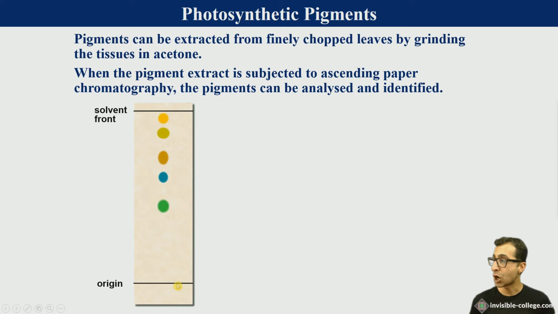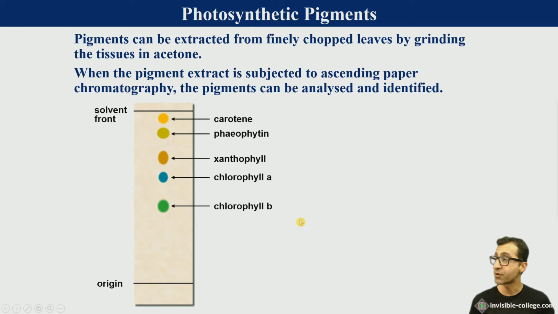So we can see here the origin line where the original pigment mixture dot was placed, and the solvent front has moved up this chromatography paper and has separated the components of that pigment mixture, and we can then go on to identify these pigments by further analysis. And these are the identities of these photosynthetic pigments.